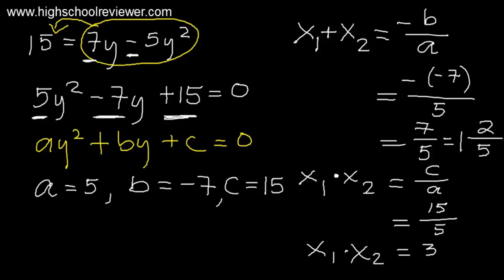So x sub 1 plus x sub 2 is 1 and 2 over 5, and x sub 1 times x sub 2 is positive 3. These are our final answers.